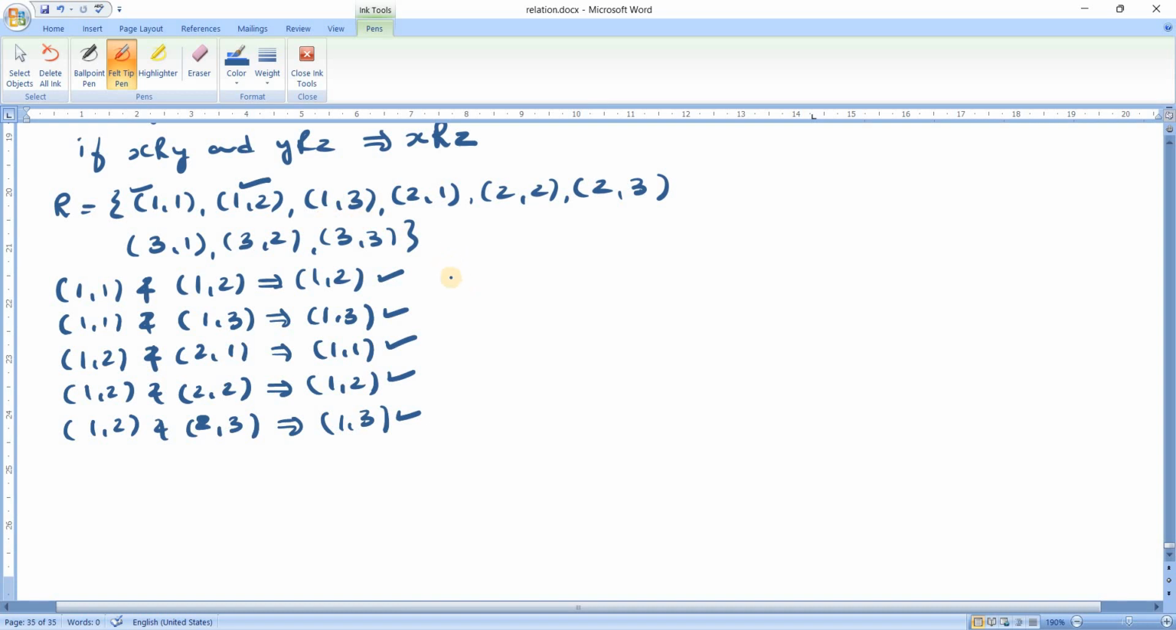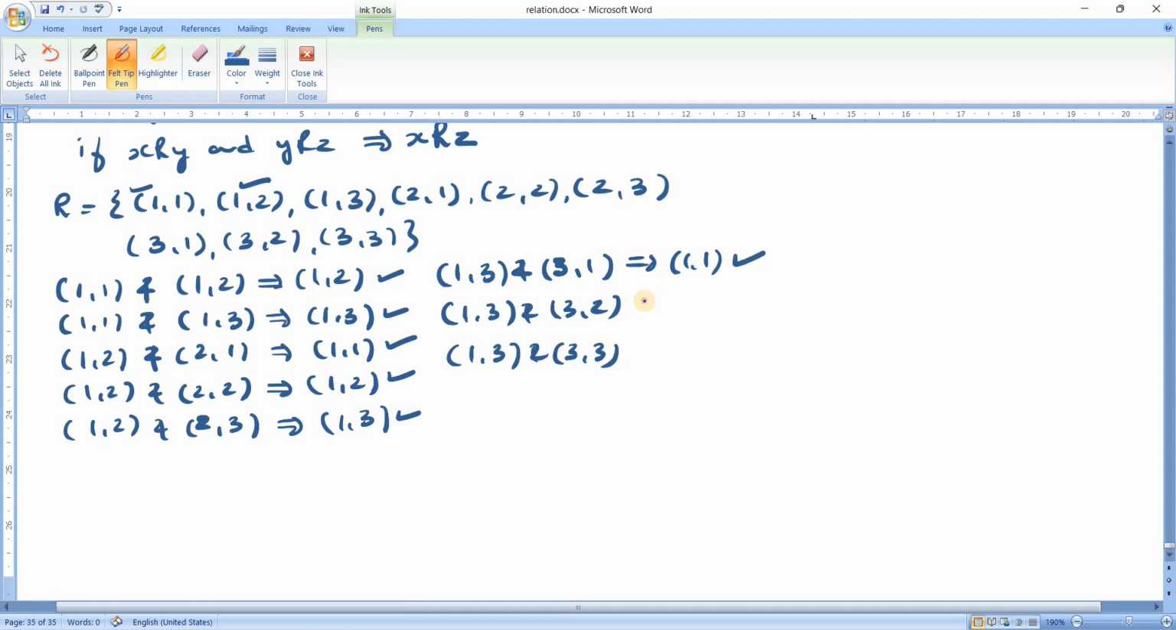Next, let's pick this element 1 comma 3. What are the initial conditions? For 1 comma 3, we have 3 comma 1, 3 comma 2, and 3 comma 3. The resultant of the first is 1 comma 1, which is there. The resultant of the second is 1 comma 2, which is also there, and the resultant of the third is 1 comma 3, which is also there. So for this also, all the transitive conditions are true.